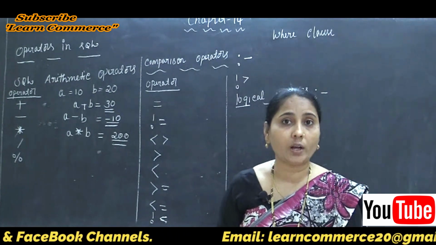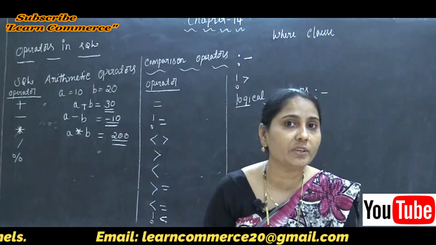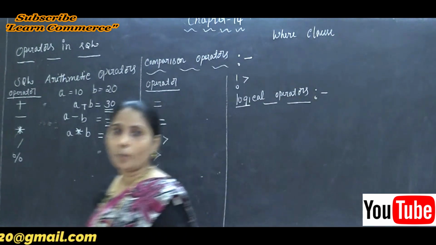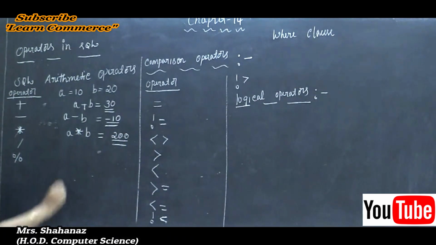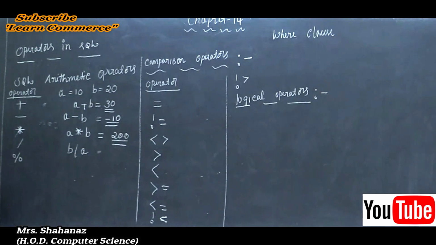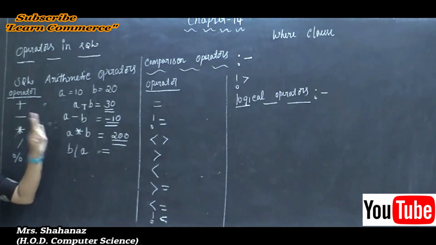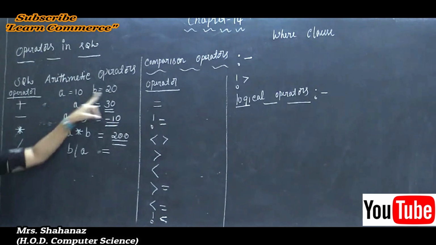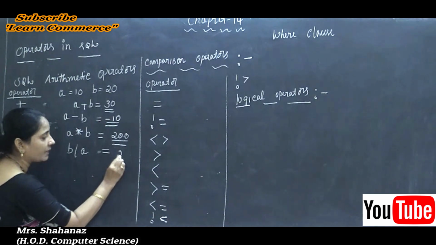Next is our divide operator, also called the division operator. It divides the left hand operand by the right hand operand, so b by a in this case. When you divide, why do we get the value? Because 10 ones are 10, twos are 20. So dividing 20 by 10, the answer is 2.